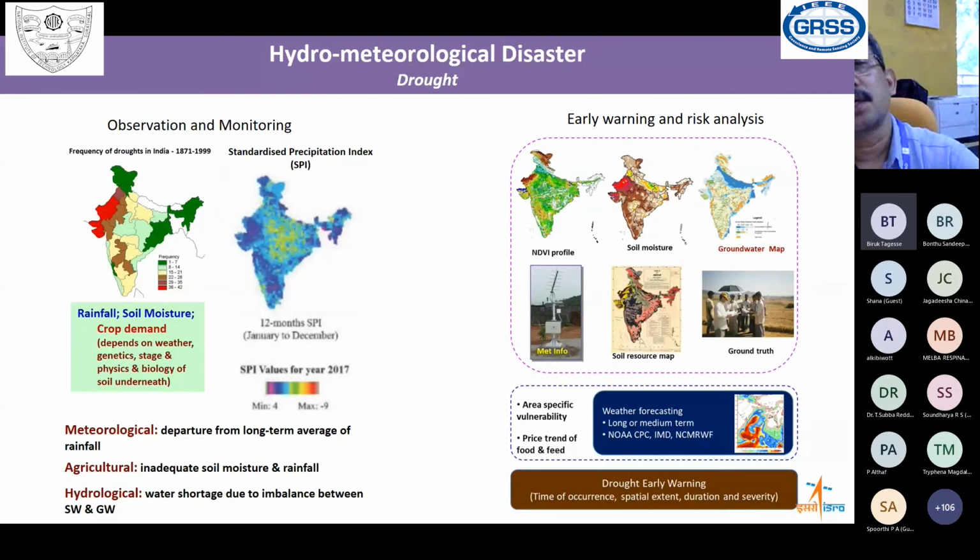Then we also have other hydrometeorological disasters like drought. Here also Earth observation helps in various kinds of monitoring, like frequency. Then we can monitor the crop conditions and soil moisture using NDVI, to identify the various types of droughts, mainly meteorological, agricultural, or hydrological droughts. But apart from this, we have also developed an operational early warning and risk analysis system for drought, using a combination of satellite-based as well as ground-based information, including weather forecasting, to identify the area-specific vulnerabilities of crops to drought. This is also used for moderating the price trend of food and feed. So these drought early warning systems provide the time of occurrence, the spatial extent, the duration, and the severity of the drought.